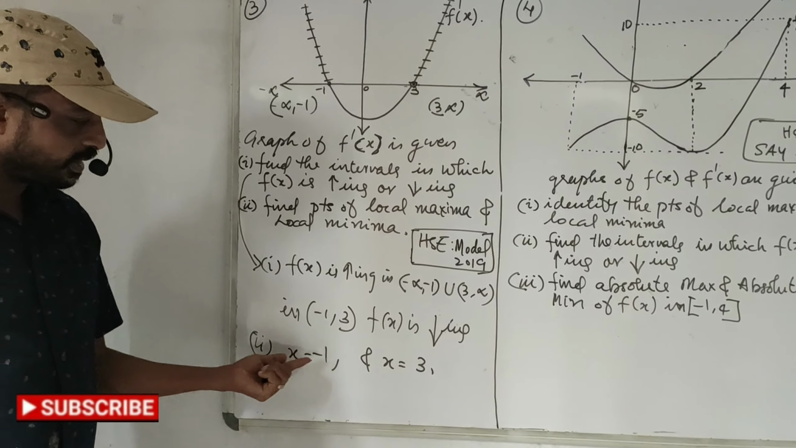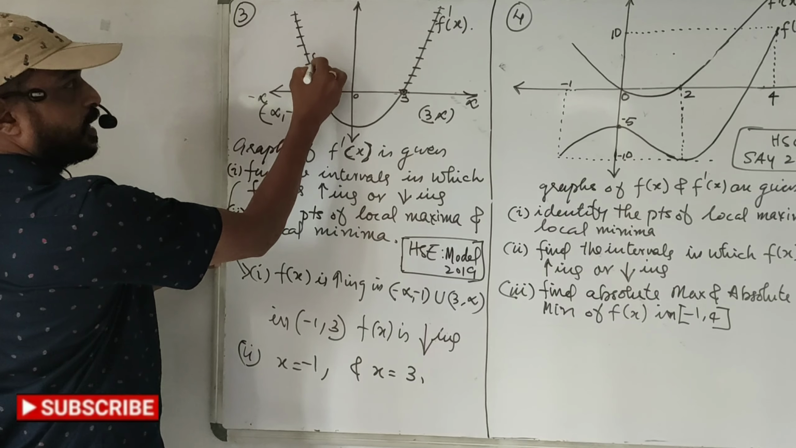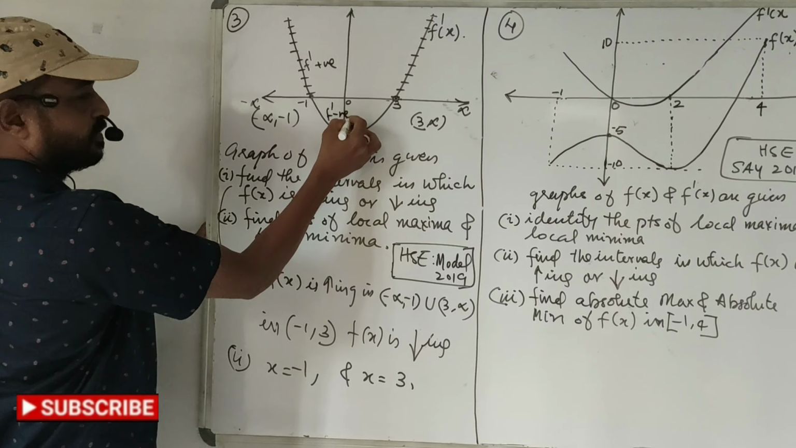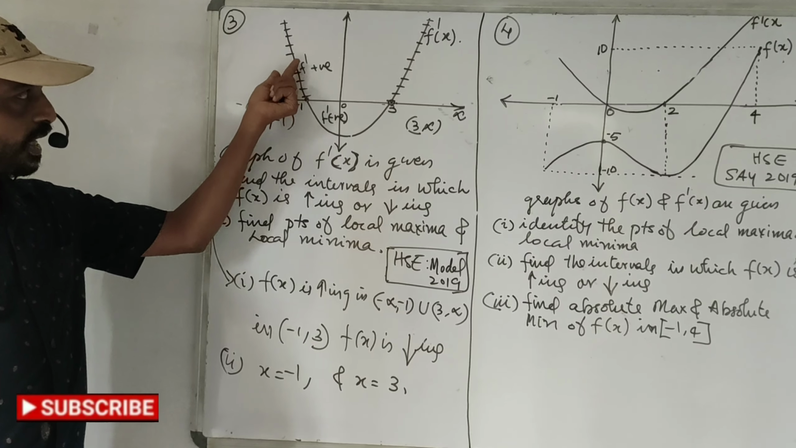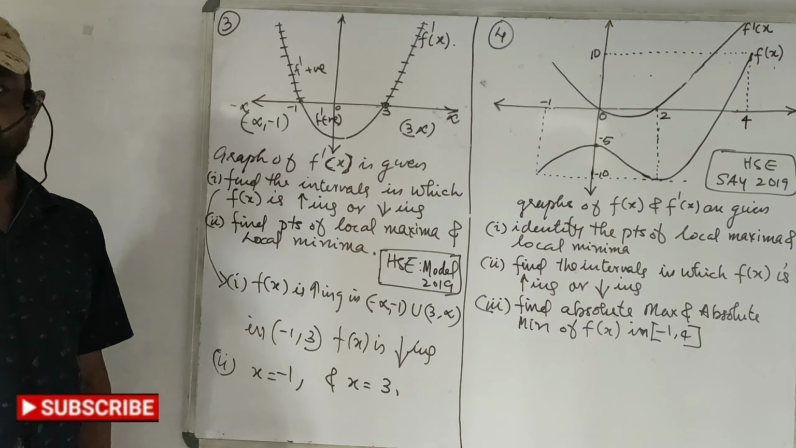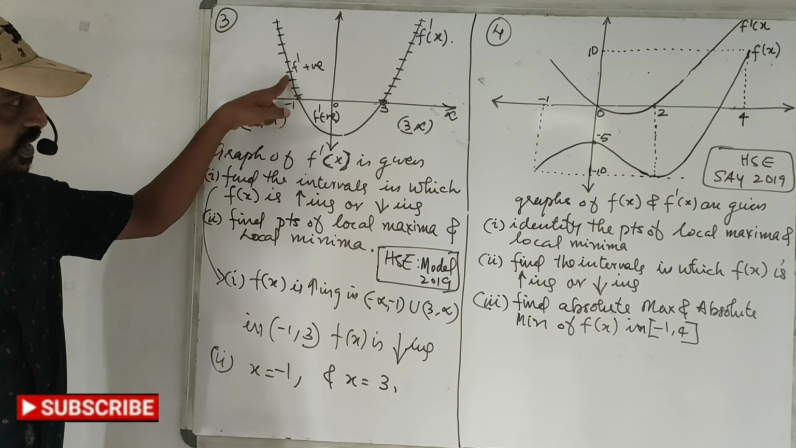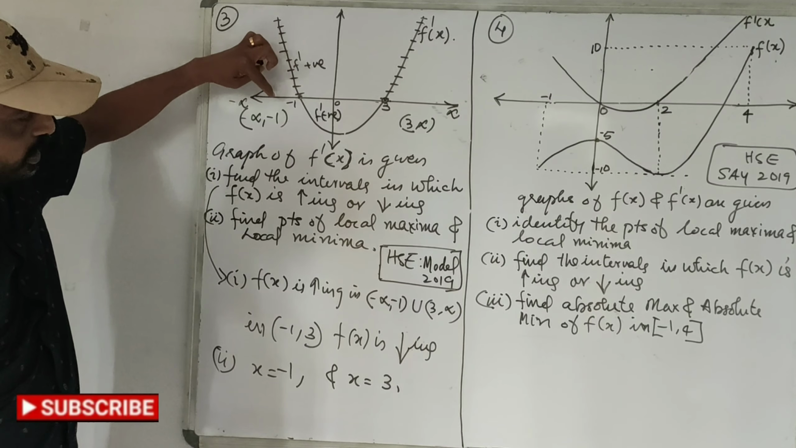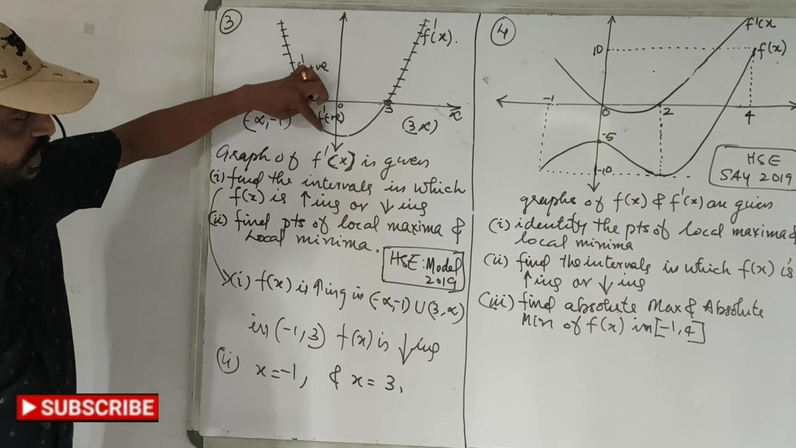See, at x equal to -1, what happens? At the point x equal to -1, here f dash of x is positive and here f dash of x is negative. So at the point -1, f dash of x changes its sign from positive to negative. So before x equal to -1, f dash of x is positive, and after x equal to -1, f dash of x is negative.